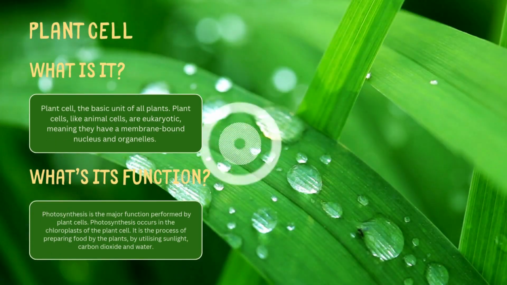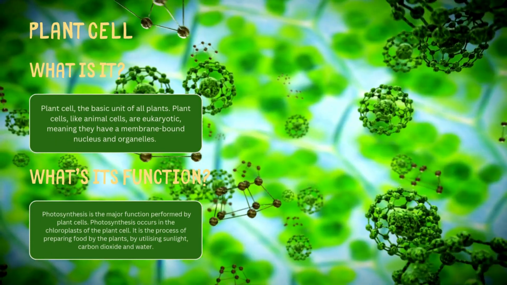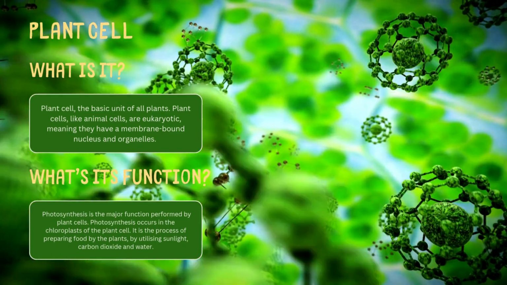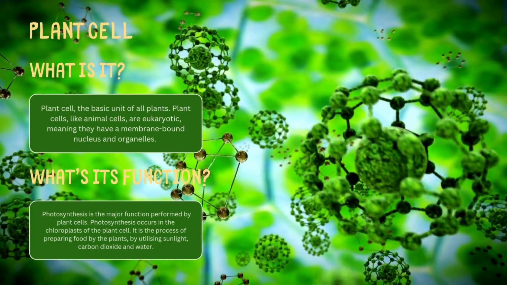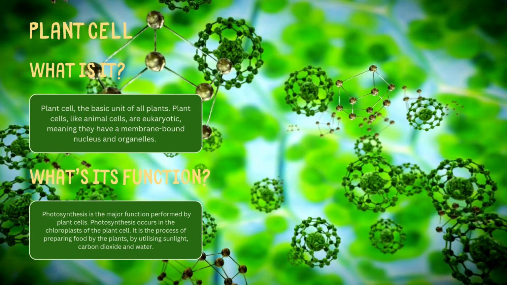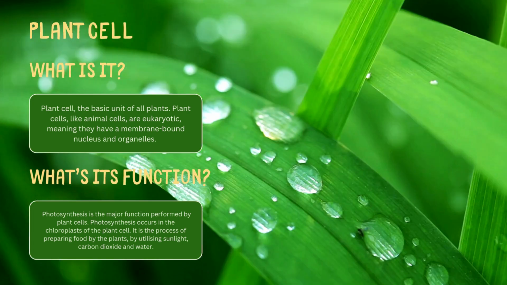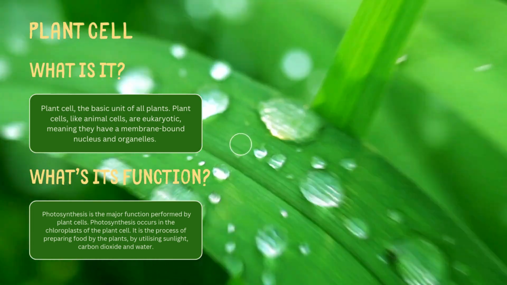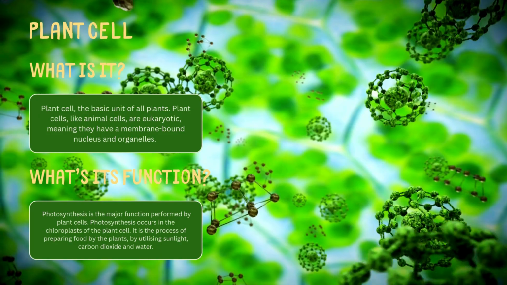Plant cells, what is it? Plant cell is the basic unit of all plants. Plant cells, like animal cells, are eukaryotic, meaning they have a membrane-bound nucleus and organelles. What's the function of plant cell? Photosynthesis is the major function performed by plant cells.